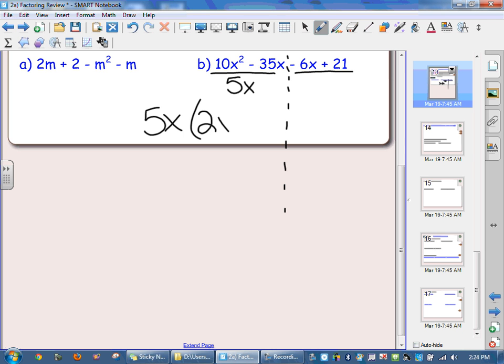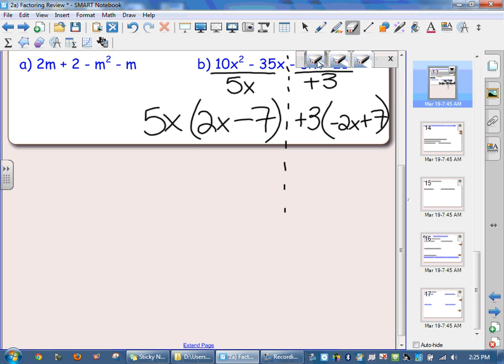On the right-hand side, I can take out a negative 3. Now, why am I taking a negative 3 out? Let's watch what happens if I take a plus 3 out. So let's take our plus 3 to start with. If I take a plus 3 out, I'm going to get a negative 2x and a plus 7. If I take a look at that other bracket, do both of my brackets match? Does that bracket match this bracket? They must match identically. They do not match.